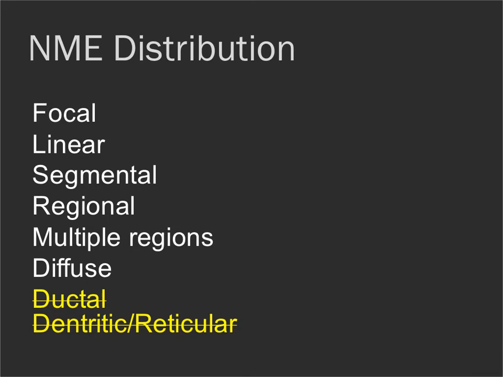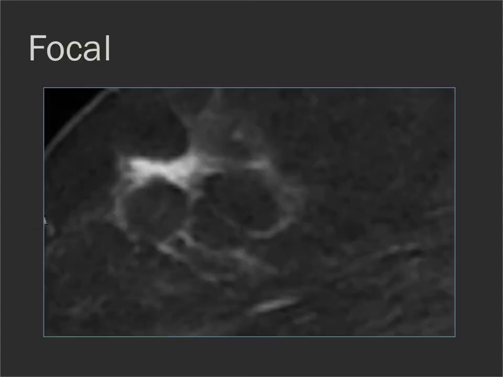The 2013 criteria got rid of a couple of distribution modifiers, and now we're left with focal, linear, segmental, regional, multiple regions, and diffuse. They got rid of ductal because it was difficult to distinguish ductal from linear, and they got rid of dendritic reticular, which is good because I never knew what that was. So here's an example of focal enhancement. It's bigger than 5 millimeters, but it isn't as big as a segment.